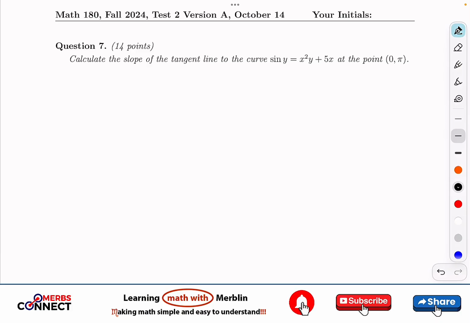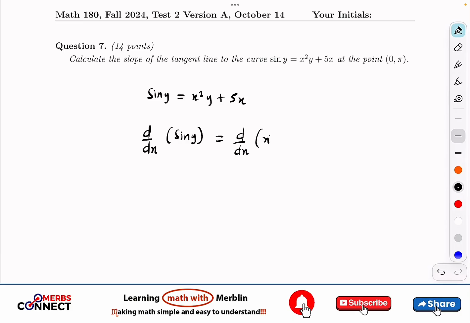We have sine y equal to x squared y plus 5x. For us to find the slope of the tangent, remember, we differentiate the function with respect to x unless otherwise stated, right? So what we need to do is differentiate the left with respect to x and then the right with respect to x.